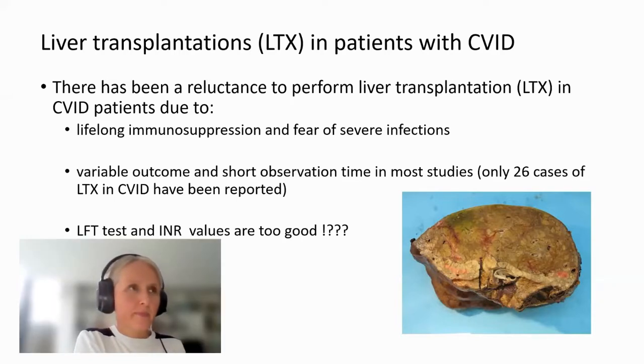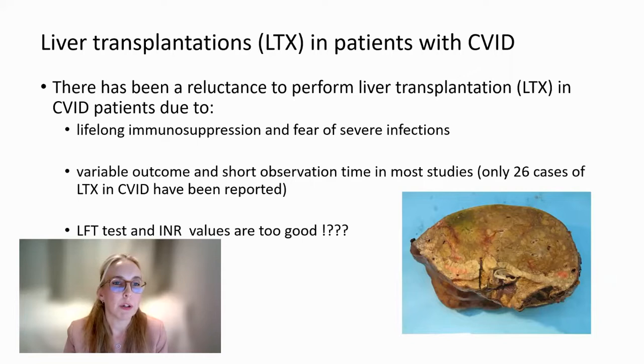Okay. I'm going to tell you about our experience with liver transplantation in CVID in Norway. There's been for many years now a reluctance to perform liver transplantation. And it's obviously due to fear of infections, that if you have a primary immune deficiency and then you put on lifelong immunosuppression on top of that. It's also due to published studies. There are only 26 cases that I could find that have been reported in CVID and liver transplantation with variable outcomes and short observation time.